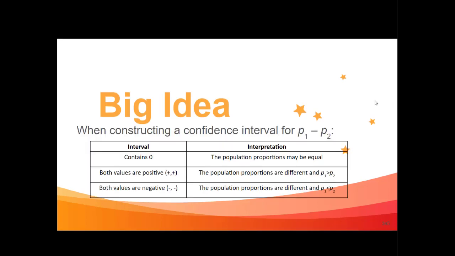When you interpret the confidence interval, you know that if 0 is contained within the range of the lower bound and the upper bound, then there is no statistical significant difference between the 2 population proportions. If both values are positive, that means your first proportion is different than your second proportion. The opposite is true. If you have both values that are negative, then the first proportion is significantly lower or less than the second proportion.